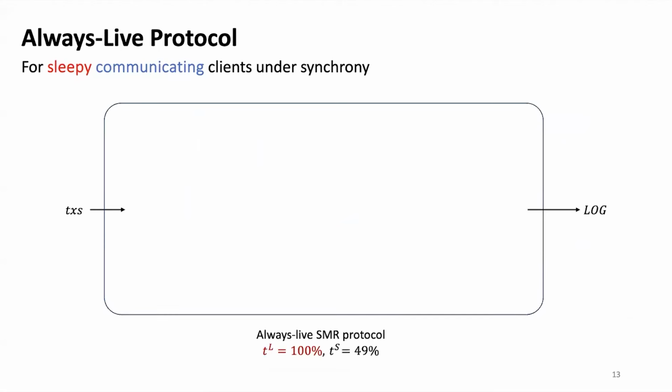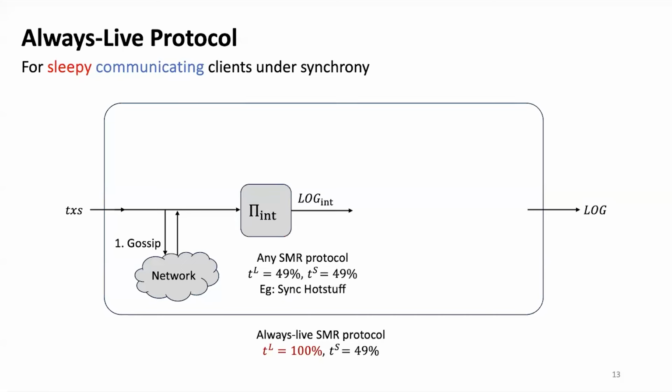So let's talk about the always live protocol. We want to build this protocol that now has a liveness resilience of 100% and a safety resilience of 49%. Here's how we're going to do it. We take transactions, and the first thing is we gossip them. We just broadcast them to everybody. And then we're going to run an off-the-shelf SMR protocol for 49%, say synchronous HotStuff.